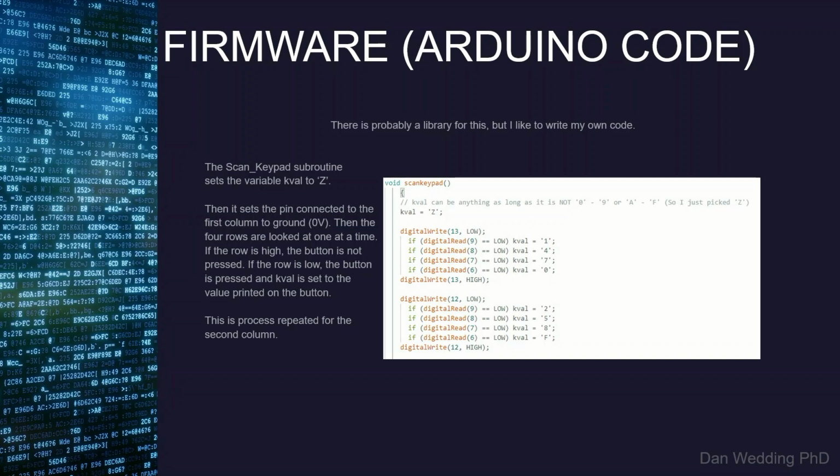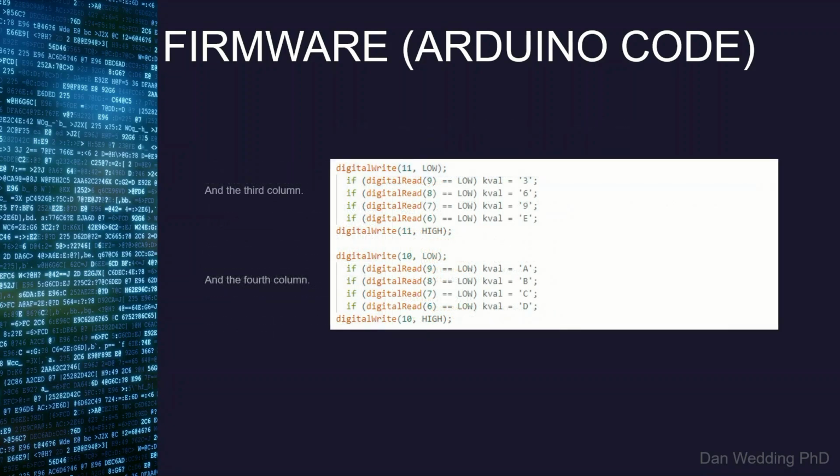The scan keypad subroutine sets the variable kval to Z. Then it sets the pin connected to the first column to ground. Then the 4 rows are looked at one at a time. If a row is high, the button is not pressed. If the row is low, the button is pressed and kval is set to the value printed on the button. This process is repeated for the second column, and the third column, and the 4th column.